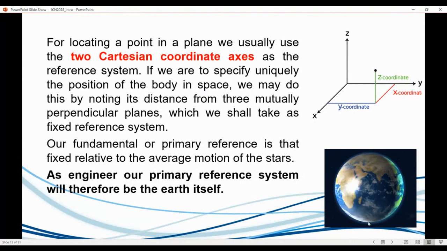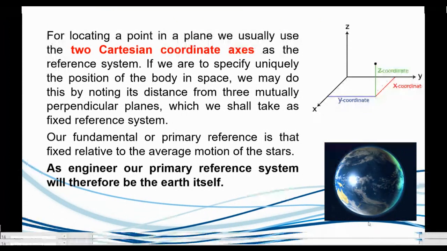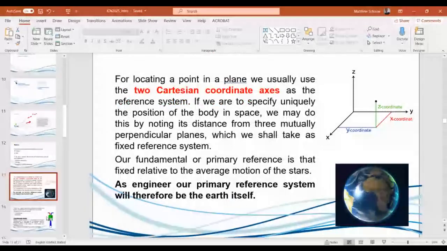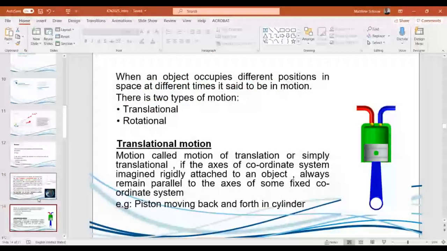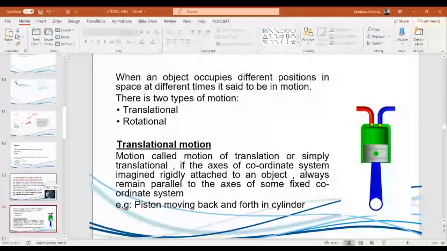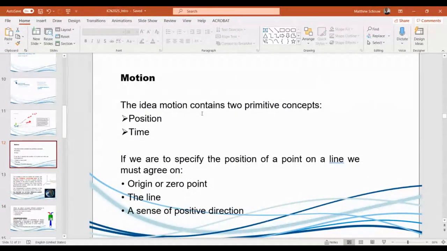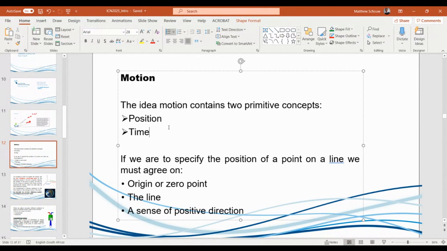So, we assume that the Earth is stationary, and we're adopting a Cartesian plane reference system for things to move, which we've been adopting for the last while. So we talked about position, and we know motion is characterized by position and time.